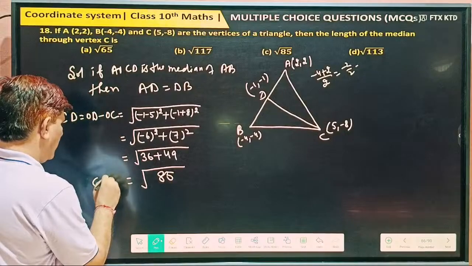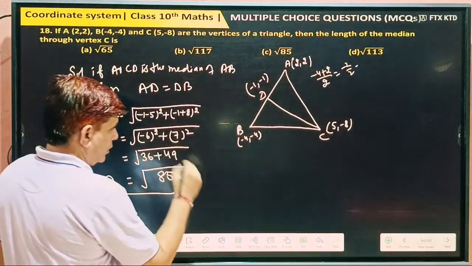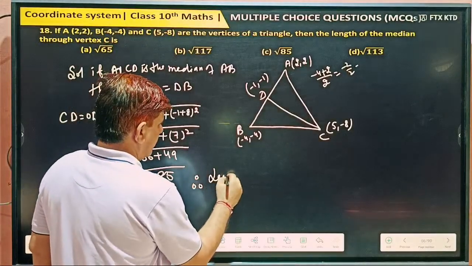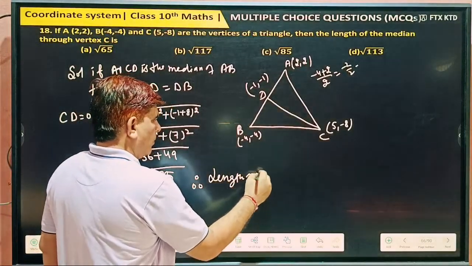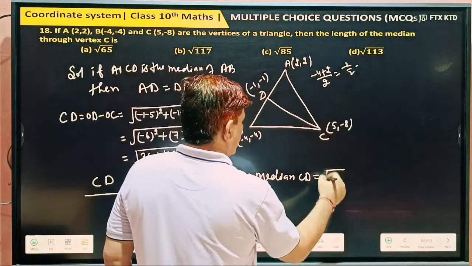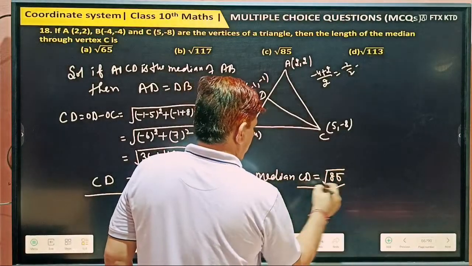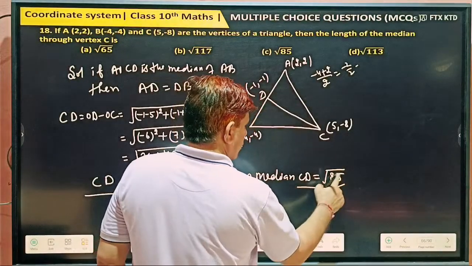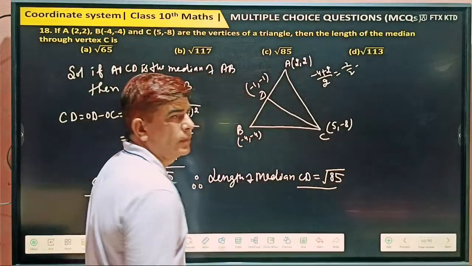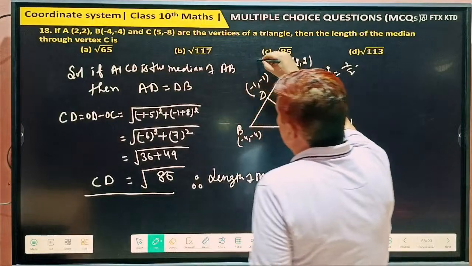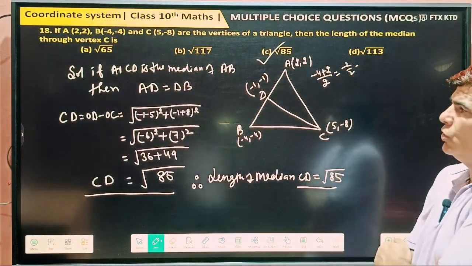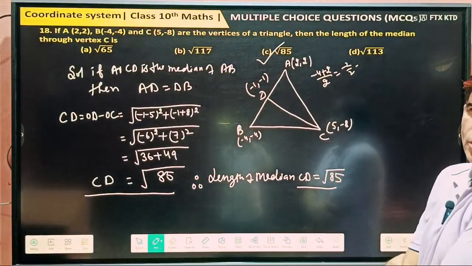So CD is equal to this. Therefore, the length of median CD equals the square root of 85. This is your answer. Option C is the answer of question number 18.